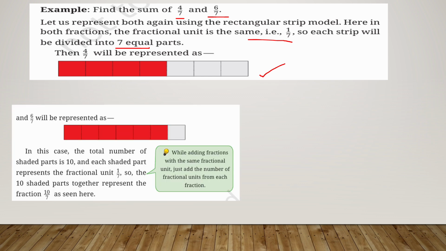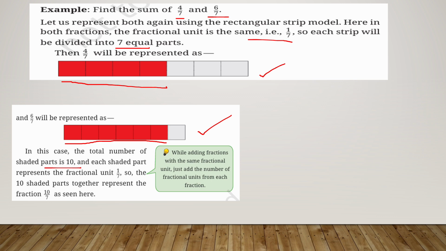And how will you represent 6 by 7? 6 by 7 will be represented like this. Out of 7, 6 portions are shaded. In this case, the total number of shaded parts is, see here, how many shaded parts are there in the first figure? 4 shaded parts. And here in the second figure, 6 shaded parts. So, total how many shaded parts? 10 shaded parts. So, in this case, the total number of shaded parts is 10.